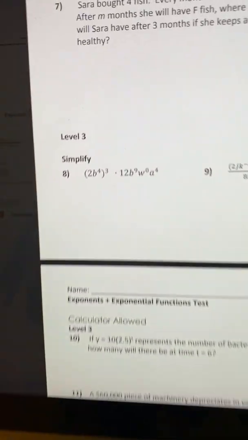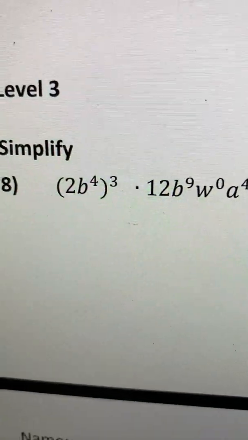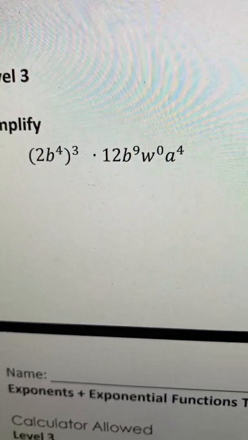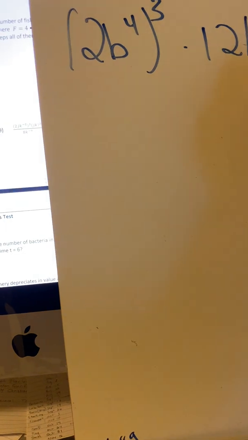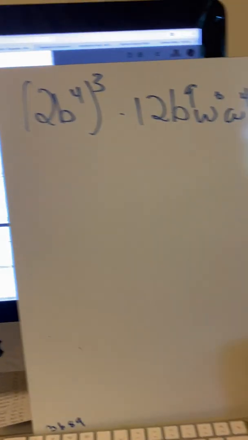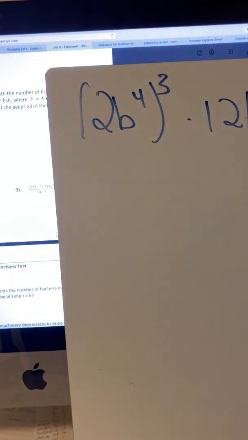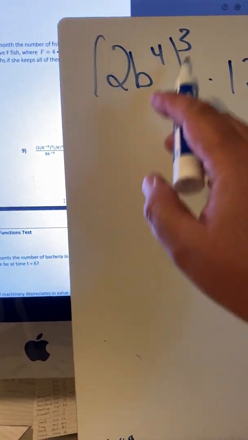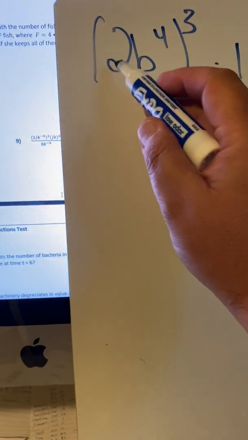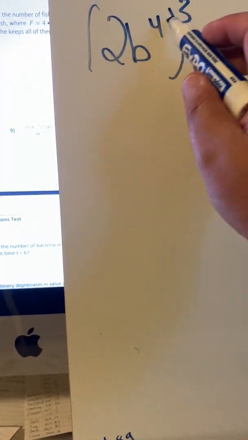Simplifying exponential values. When you do a problem like this, it's a multiplication problem. 2b to the 4th, all to the 3rd power, times 12b to the 9th, w to the 0, a to the 4th. Okay, you've got to get rid of the parentheses first. 2b to the 4th power all to the 3rd power. That means everything in there is to the 3rd power. Each piece is to the 3rd power. 2 to the 3rd power.